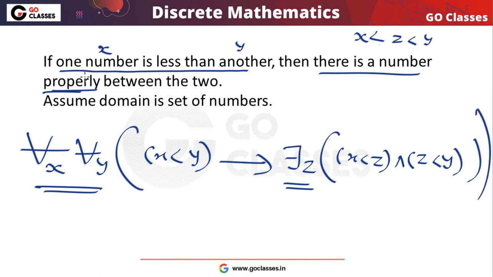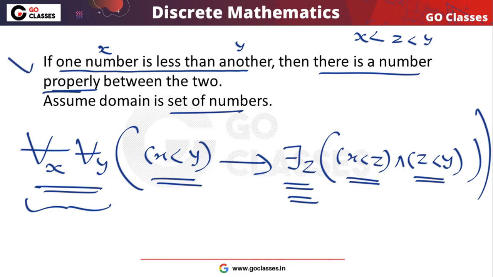This is saying that for all x, y, if x is less than y, then there must exist a z which is between them. There must exist a z such that z is greater than x and z is less than y. So this is how we can write this statement.